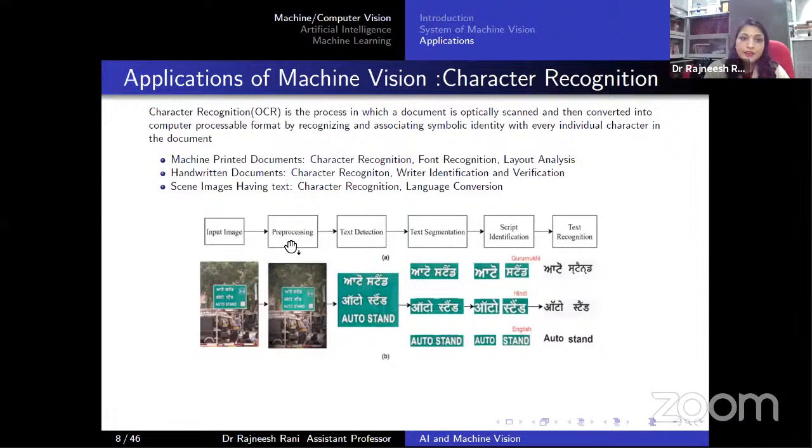For this, you have to pre-process the image, that is, you have to enhance the image. Then text detection. Text detection means you have to extract the whole text portion from the image. Then text segmentation. Text segmentation means you are segmenting the whole text into individual words or characters, and after that you convert those images of individual words into the text format. So if you see the application, you will see a lot of applications are there. You can use machine vision for machine printed documents, for handwritten documents, for writer identification, and even for scenic text.